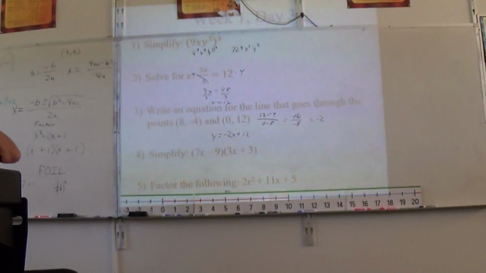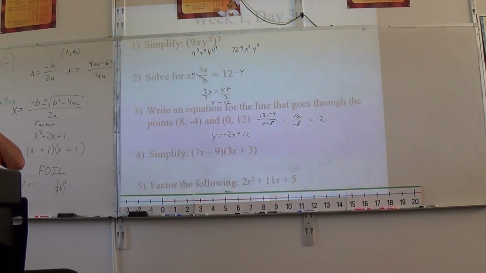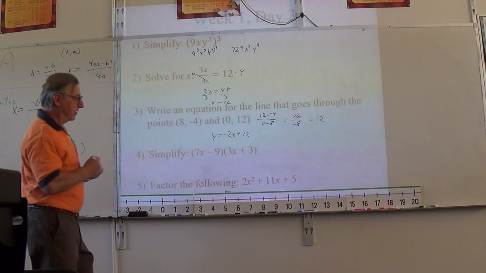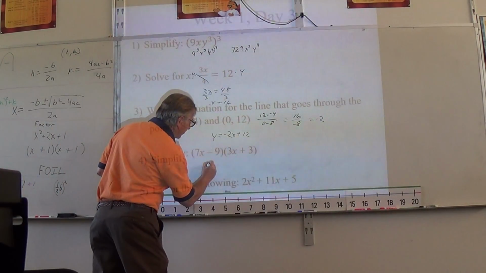Number 4, simplify. Here's the one we're going to do. Somebody said this the last time. I want to do this with the last problem. John? 21x squared plus 48x plus 27.